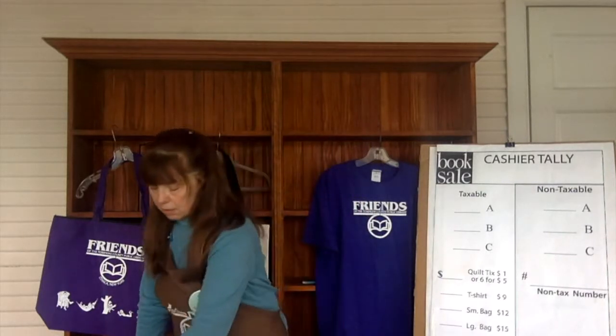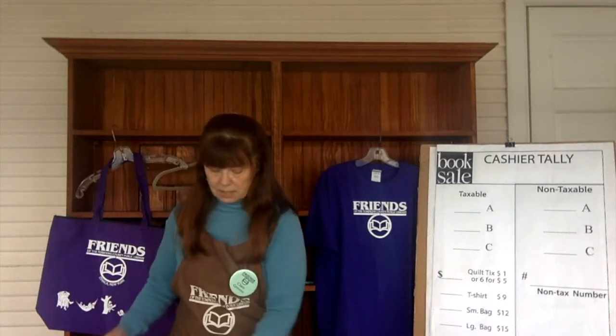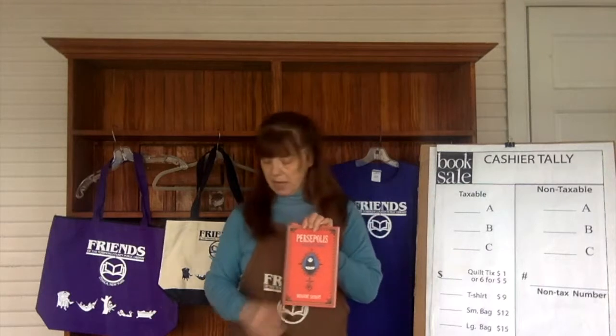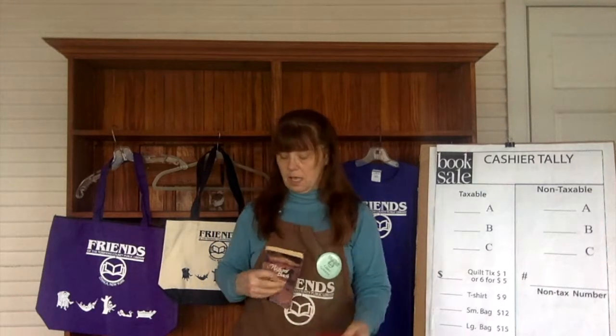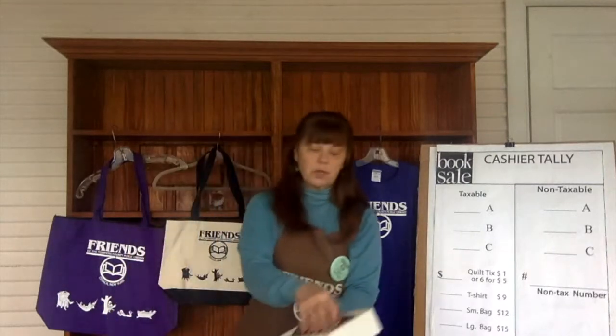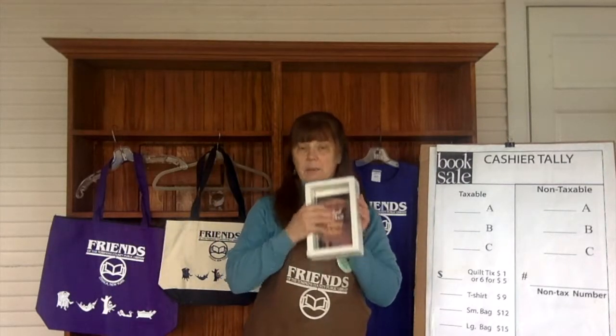So, we have 3 categories, A, B, and C, and we're going to take a look at what is in the A category. First off, we have hardcover books. Obvious, easy. The next group is trade paperbacks. Now, trade paperbacks are different from mass market by width. You see, this is skinnier than this one. And they fit in the measuring box that you're going to have at your station. Mass markets are not A's, they're B's.